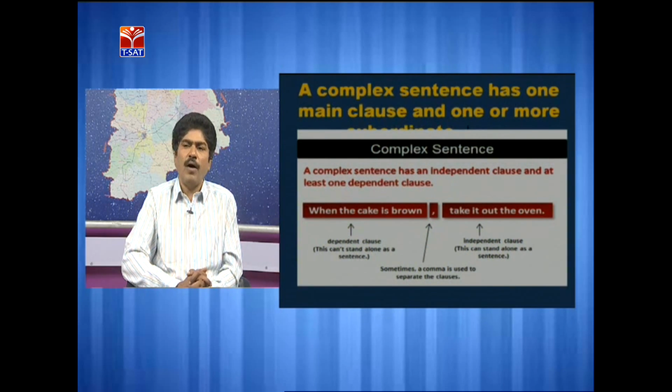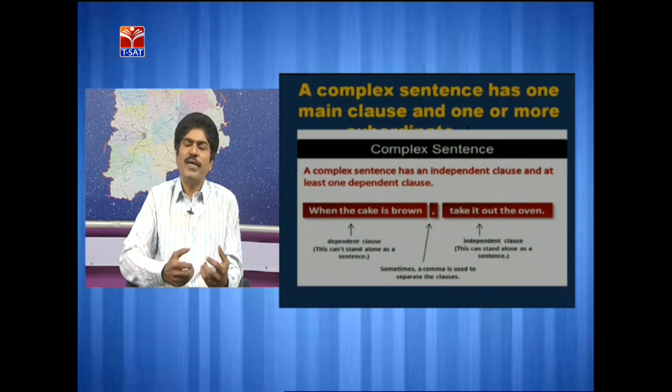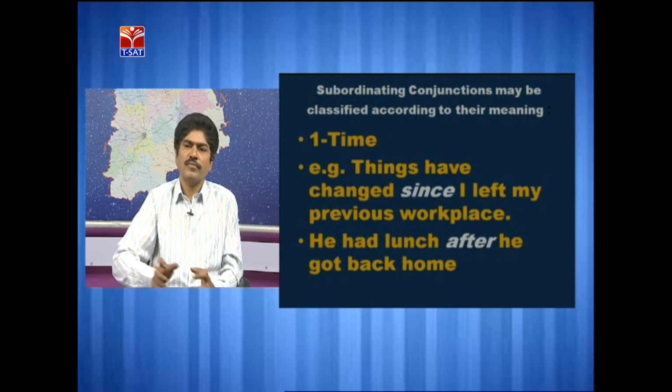When the cake is brown, take it out of the oven. Here, when the cake is brown is a dependent clause and take it out of the oven is an independent clause. Because of this subordination, a complex sentence is generated here. Based on the different qualities of subordinating conjunctions, we have named them.